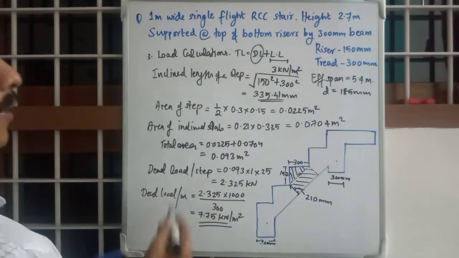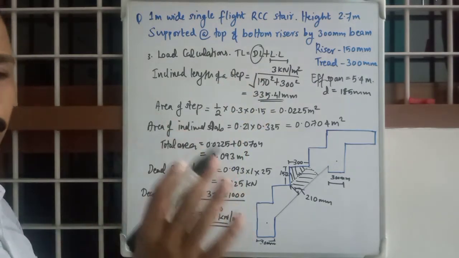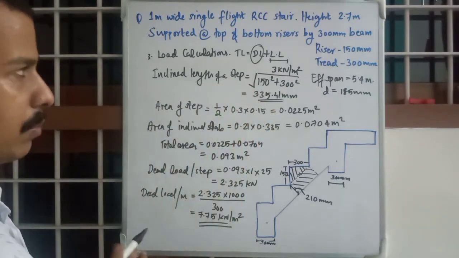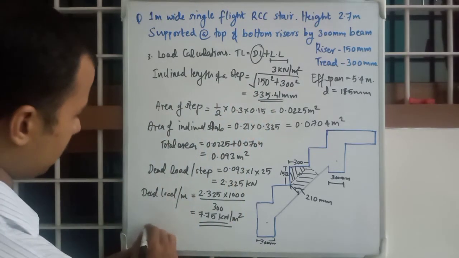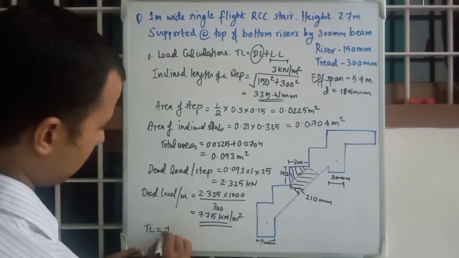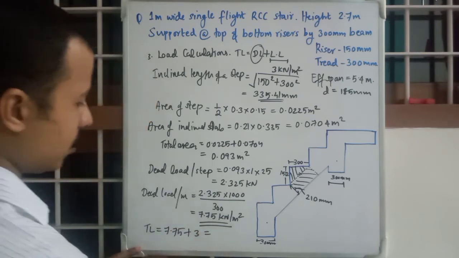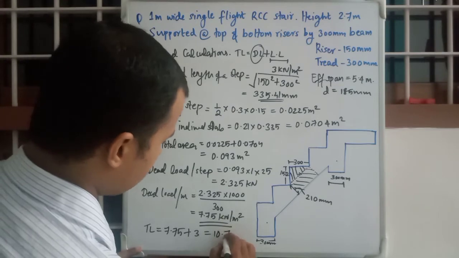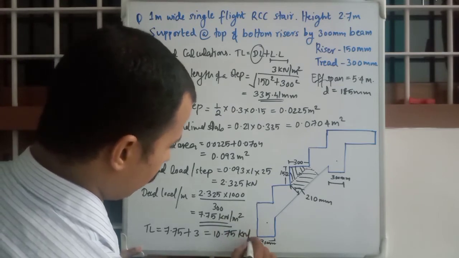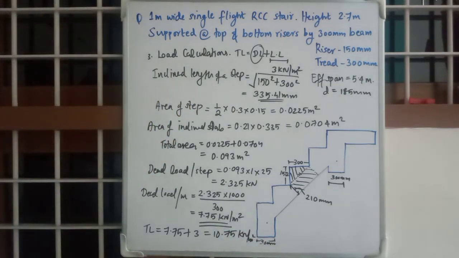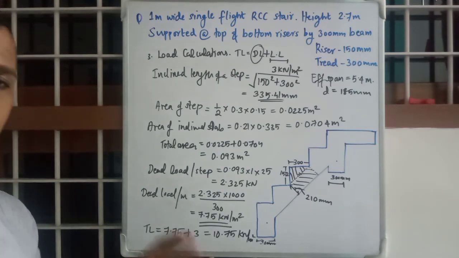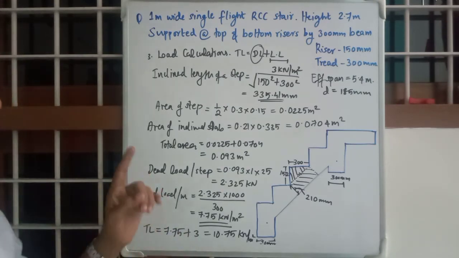So that is dead load. Live load is 3 kilonewton per meter square. So assume live load as 3 kilonewton per meter square. Total load is 7.75 plus 3, that is 10.75 kilonewton per meter square. Okay, then obviously calculate factored load.